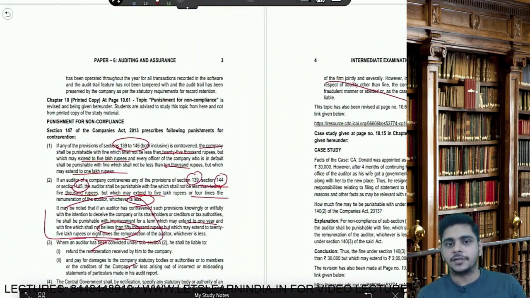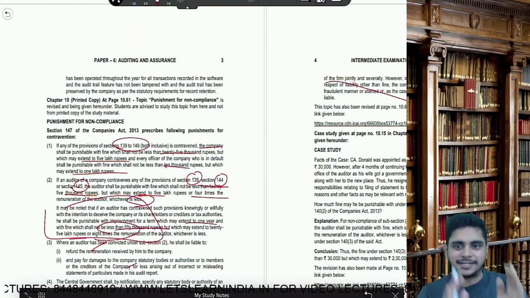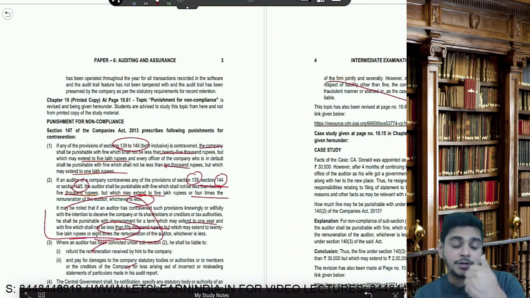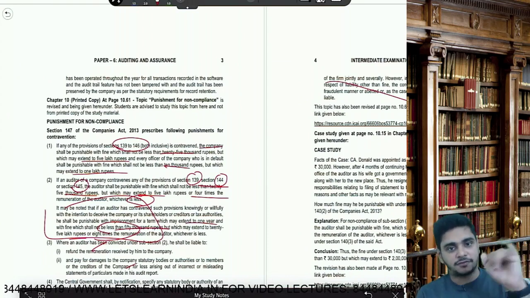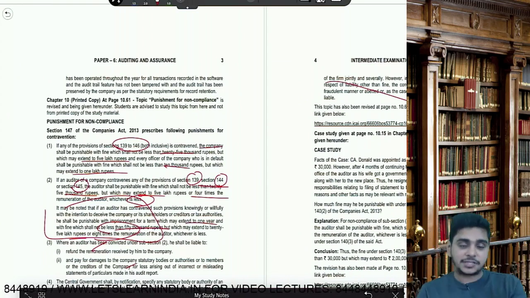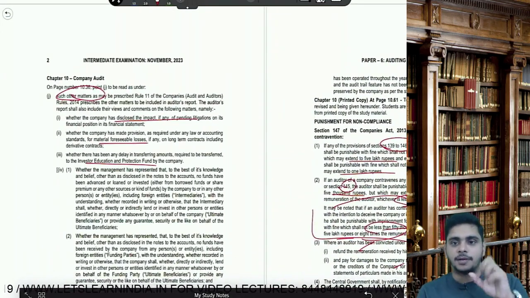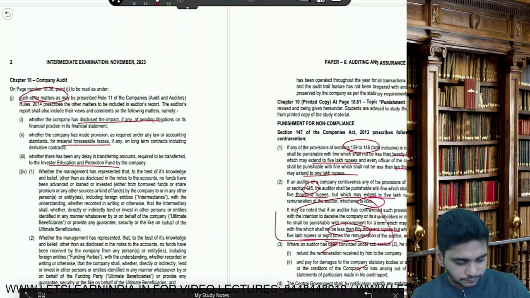Finish. So clear, no amendments in audit for November 23. These 3 things are repetitive, but you have to concentrate. ICAI can test you on section 53, 147; they had asked 147 last time also, and plus this one, the company audit part.